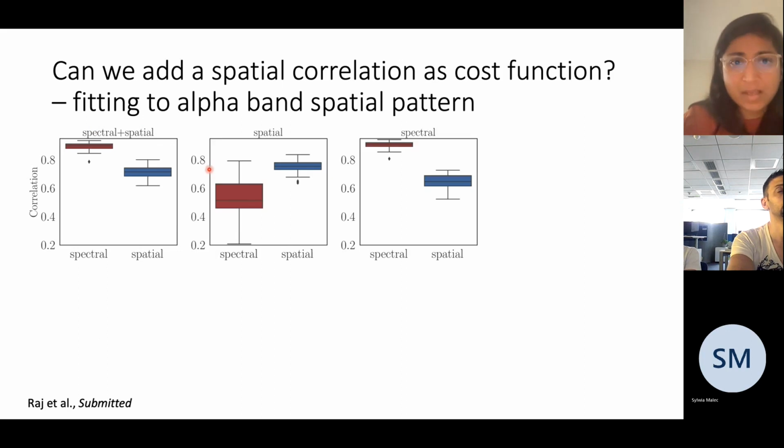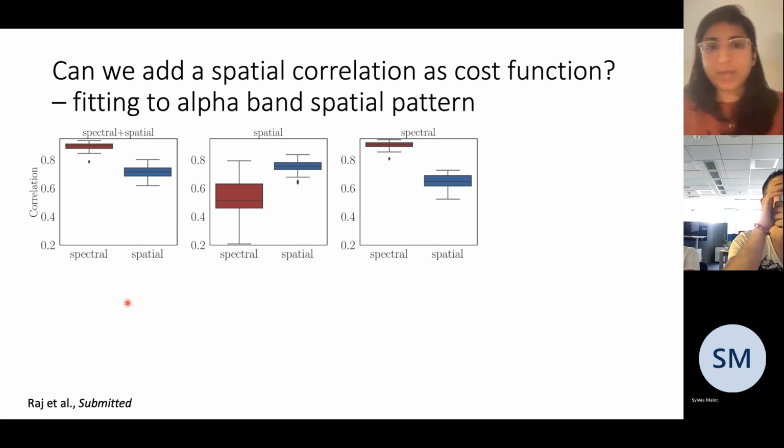While if we just keep one of them as the cost function, for example, spatial correlation, the spectral correlation goes down. And if we just keep spectral correlation as cost function, the spatial correlation goes down. So we came up with a way of jointly maximizing both spectral as well as spatial correlation using our method.